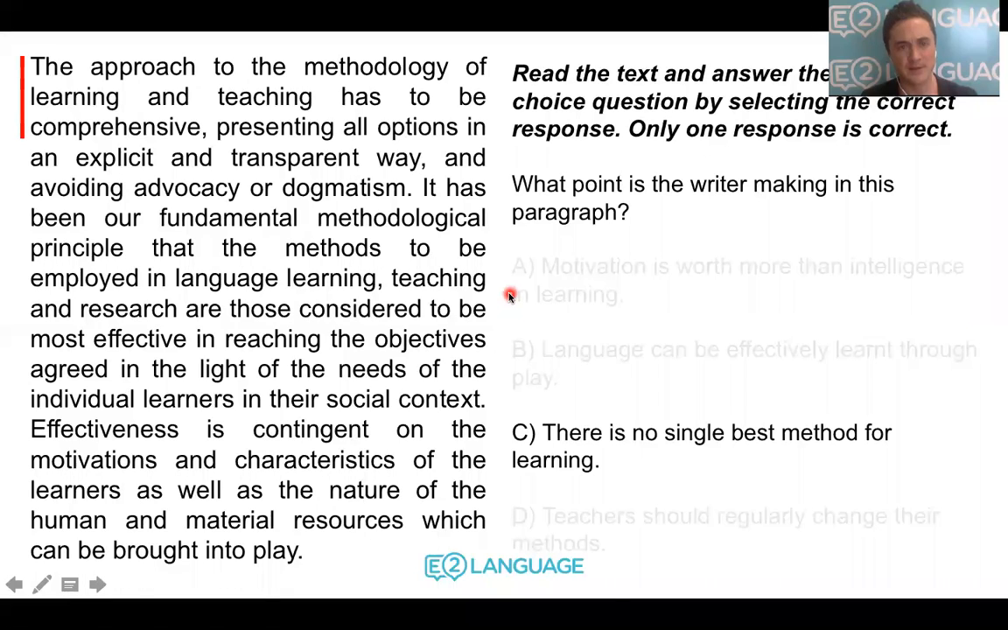Cool. All right. Well done. Fantastic. Oh, almost perfect. Cool. Well, let's read it. There is no single best method for learning. This says the approach to the methodology of learning and teaching has to be comprehensive, presenting all options. They basically say the same thing, but in different words. Therefore, this one is now a possibility. And it's a very, very good possibility.